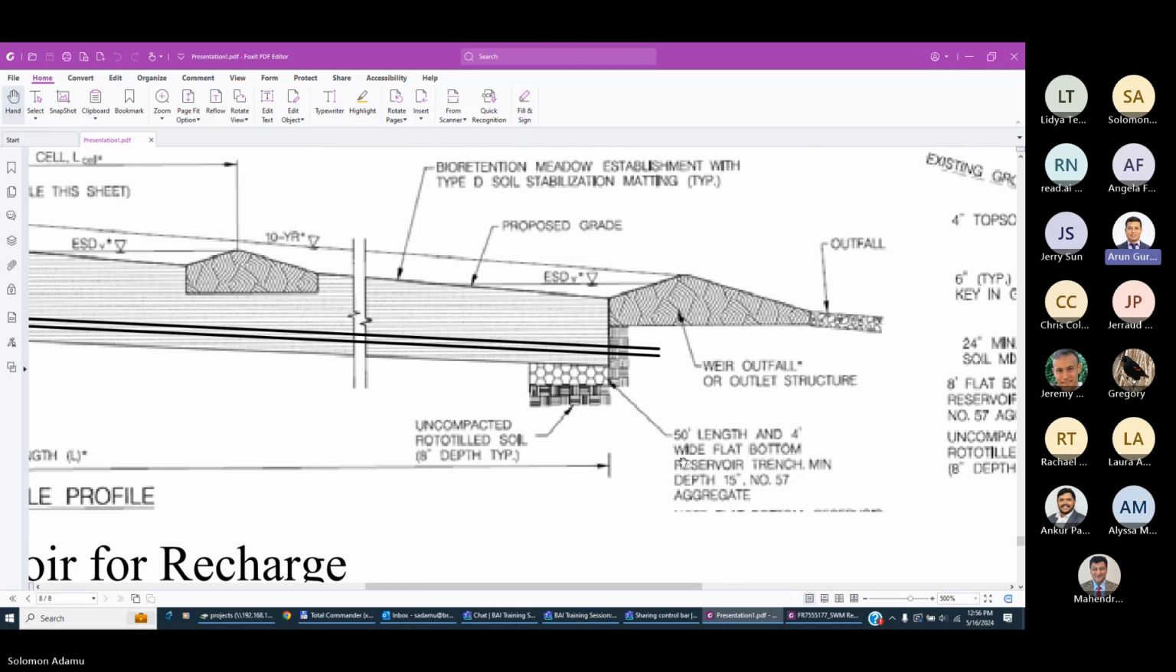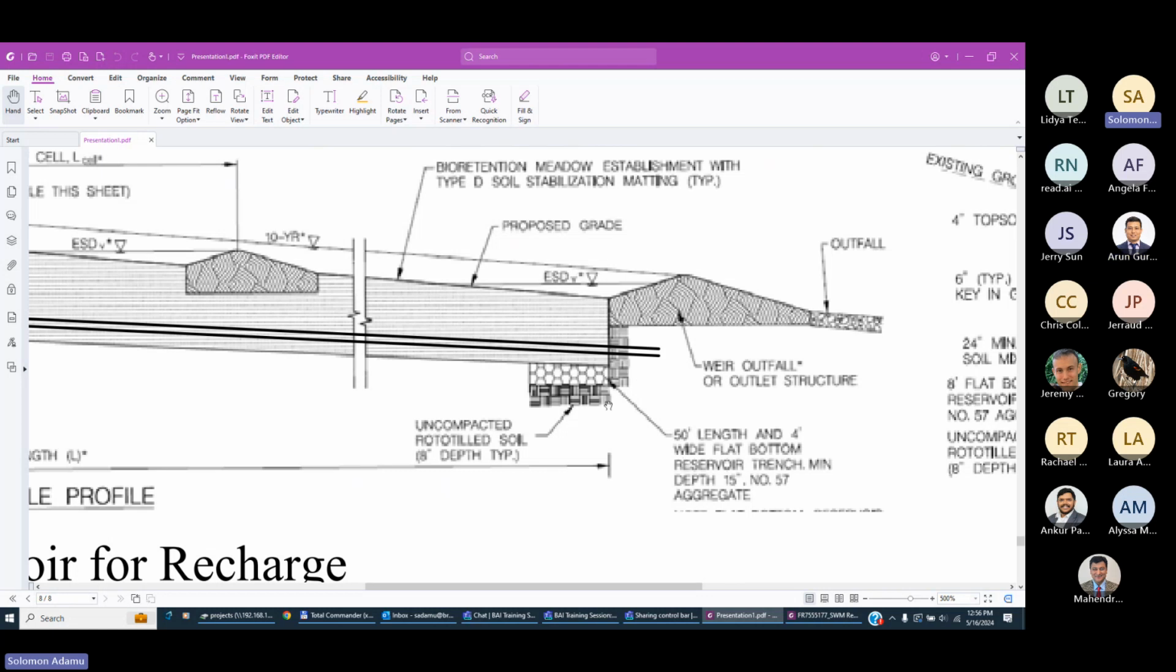And then we consider that the void ratio for gravel is 40%. So if you multiply that by 0.4, that's the recharge volume that we are saying is going to infiltrate into the ground. So that volume has to be equal to or more than the recharge volume required.